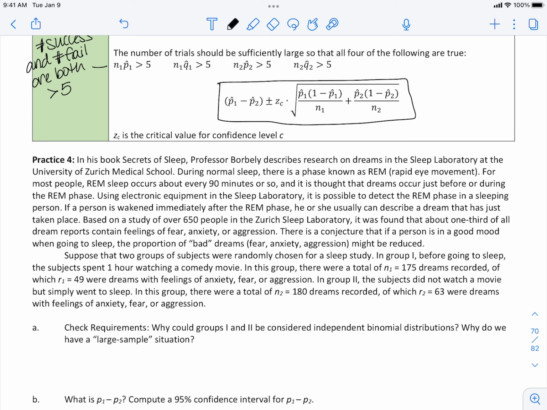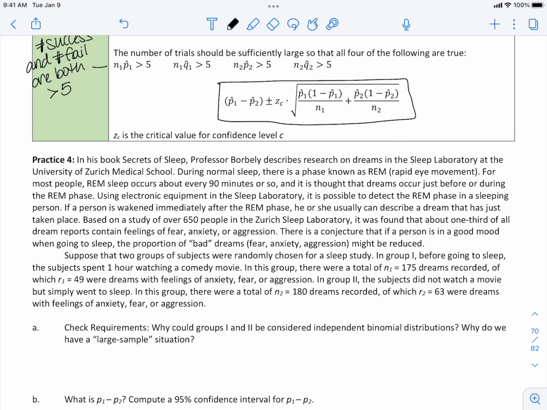taken place. Based on a study of over 650 people in the Zurich Sleep Laboratory, it was found that about 1/3 of all dream reports contain feelings of fear, anxiety, or aggression. There is a conjecture that if a person is in a good mood when going to sleep, the proportion of bad dreams, fear, anxiety, aggression, might be reduced. Suppose that two groups of subjects were randomly chosen for a sleep study. In group 1, before going to sleep, the subjects spent 1 hour watching a comedy movie. In this group, there were a total of N1 equals 175 dreams recorded, of which R1 equals 49 were dreams with feelings of anxiety, fear, or aggression.